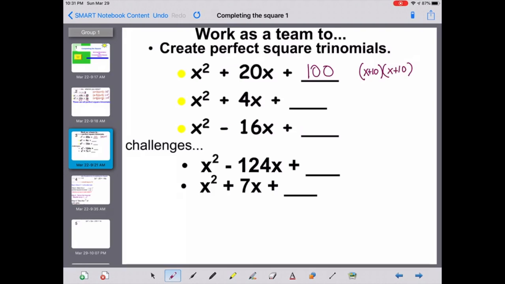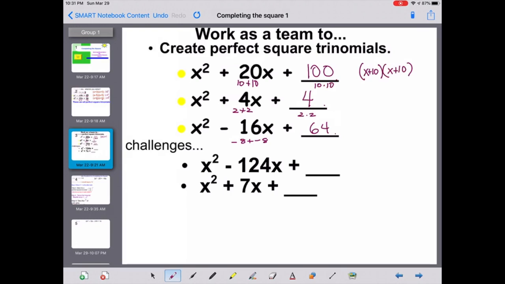Here, you think, what number plus itself is 4? Oh, 2 plus 2. Well, 2 times 2 is 4. How about here? So this was 10 plus 10, and then 10 times 10. This was 2 plus 2, 2 times 2. So what plus itself gives you negative 16? Negative 8 plus negative 8. So if you multiply negative 8 times negative 8, you get positive 64. Again, all of these last numbers are perfect squares.